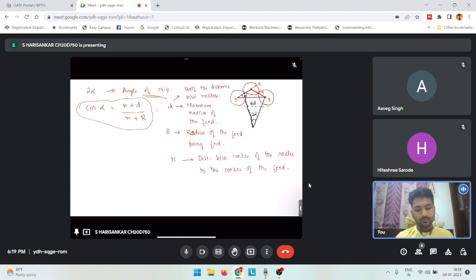Now, one more thing that we can have a relationship for is something called the theoretical capacity of a roll crusher.